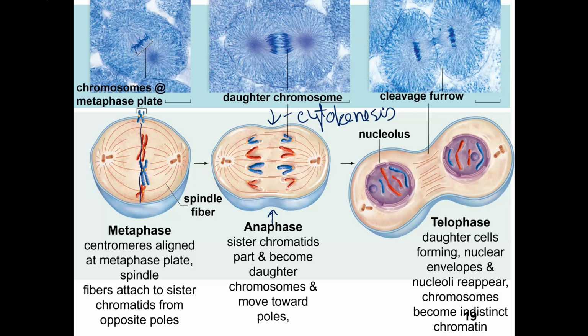And then in telophase, new nuclear envelope reforms and the chromosomes are going to uncondense. Cytokinesis is going to finish. And we're going to end up with 2 daughter cells from 1 initial parent cell. And they're going to be identical.